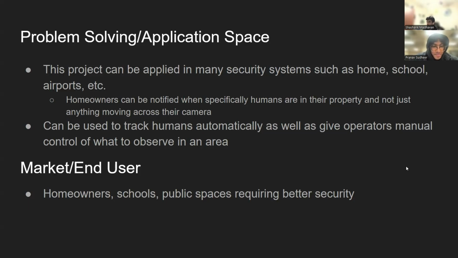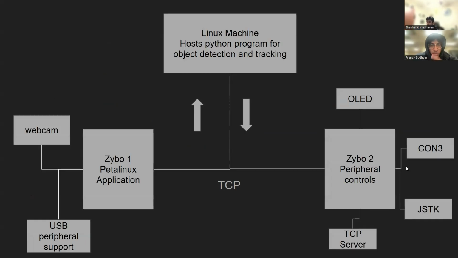So this is just a general system block design. Since we have two separate portions, we didn't go too specifically into the Vivado design and stuff. Here we have one Zybo board that hosts our Petal Linux application, which is capable of recognizing external USB devices and hosting the webcam. We're able to capture live frames from this, process them, and send them over to a Linux machine over TCP communication protocols, basically Ethernet.